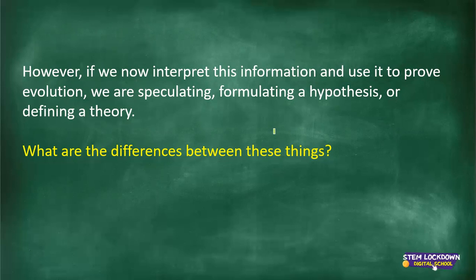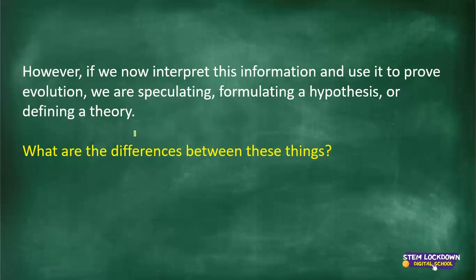Then to prove, to find exactly what that means and why it is like that, you can then go on whereby you will speculate, you will formulate a hypothesis, define a theory, test it to prove it. Because now you've proven that it's a fact, right? We agree it's a fact. But what are the differences between these things? What's the difference between a theory, hypothesis, speculations?